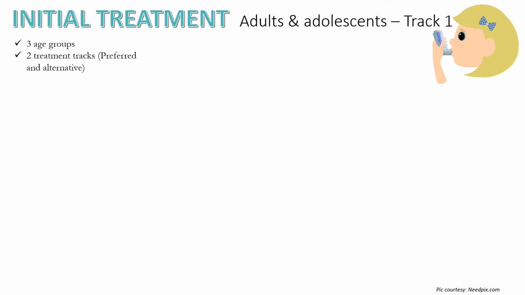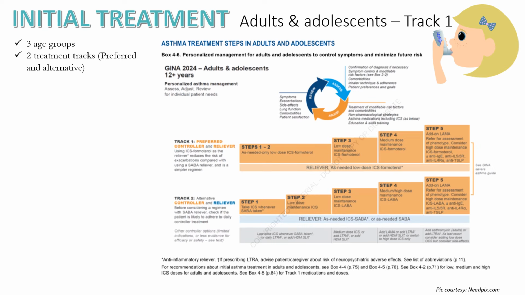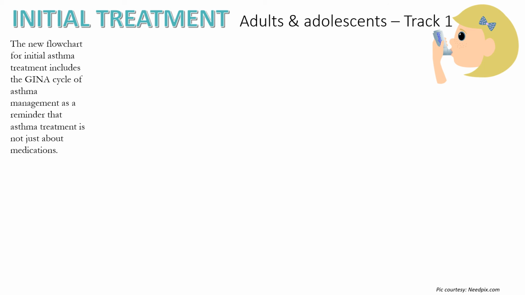This you can see in previous videos on GINA guidelines also, the links of which I have shared below. And this is the example. This is the first track, that is track 1, where the preferred controller and reliever medications have been written, and this is track 2, where alternative controller and reliever medications have been mentioned.